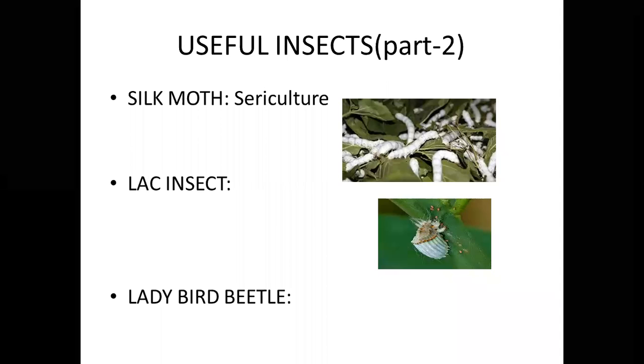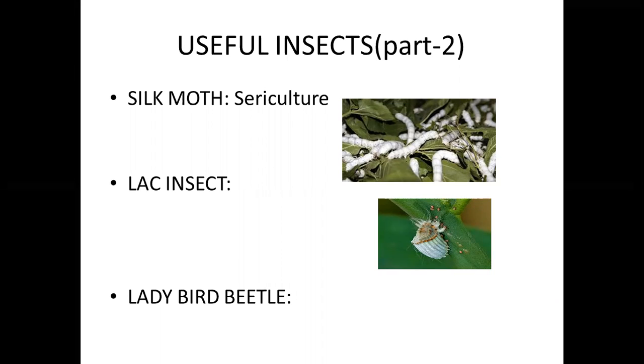In the previous part, we have studied about the honeybee, that is a useful insect. There are some insects which are very useful to us, and how the honeybee is useful for us, and how honey is collected from the beehive. Everything we have studied in the previous part. Now, in this part, we will discuss the remaining useful insects.